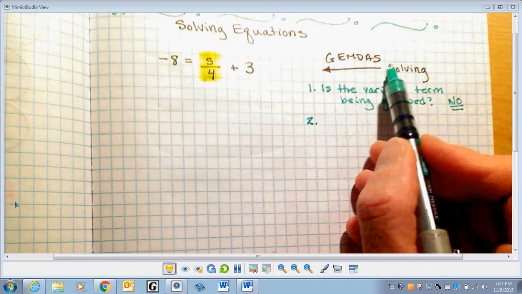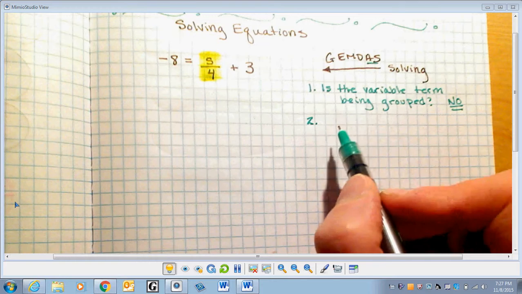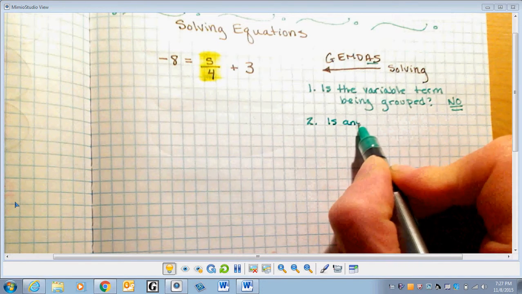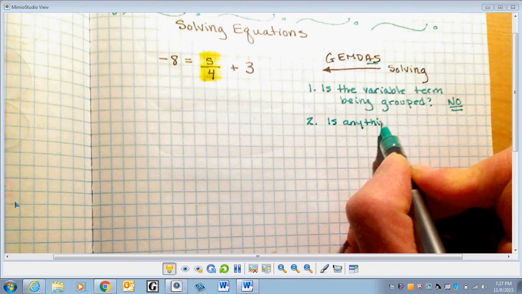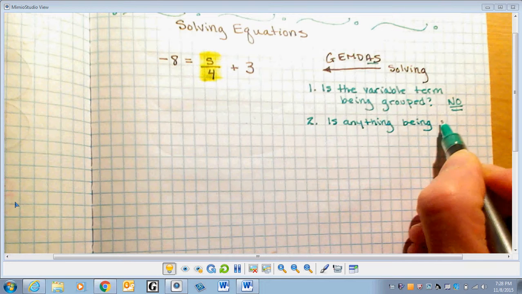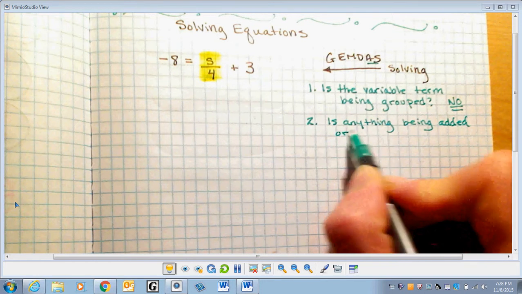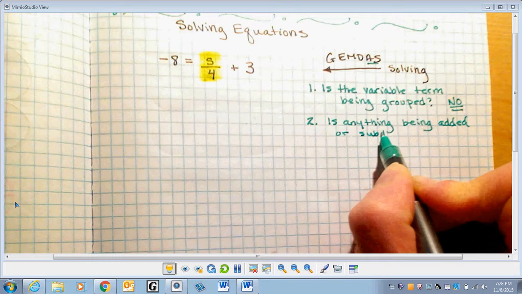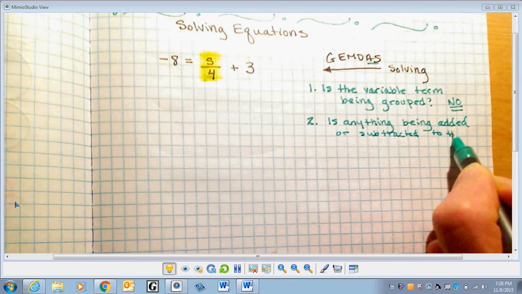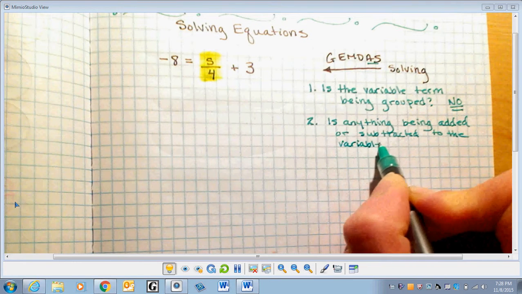When we're doing it backwards, we see adding and subtracting comes first. So we ask ourselves, is anything being added or subtracted to the variable term?